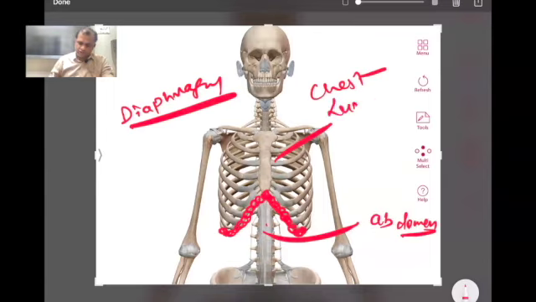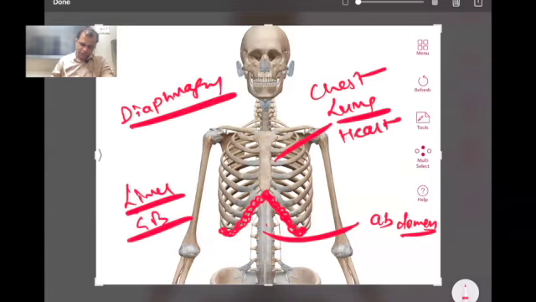In the chest cavity, we have the lungs and the heart, and in the abdominal cavity, we have many organs like the liver, the gallbladder, the stomach, the pancreas, the spleen, the intestine, and many more.